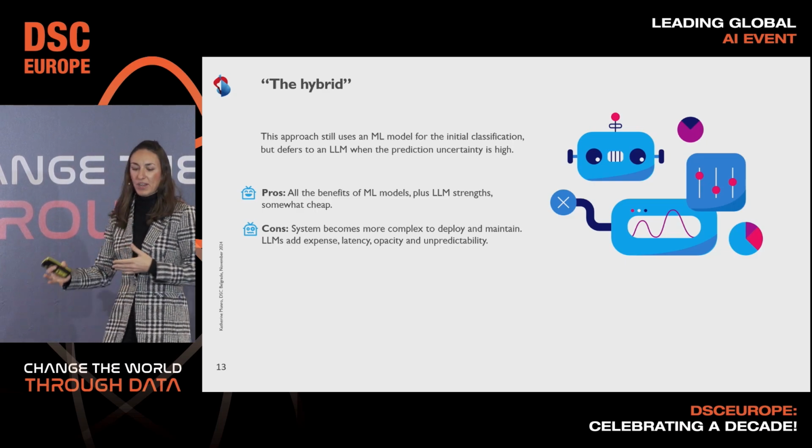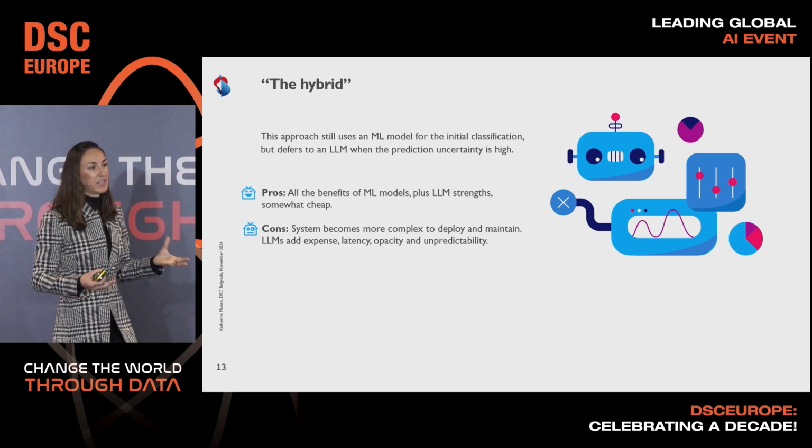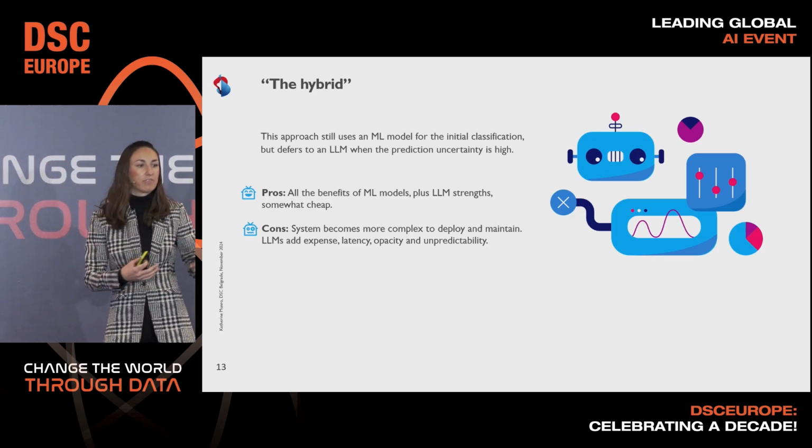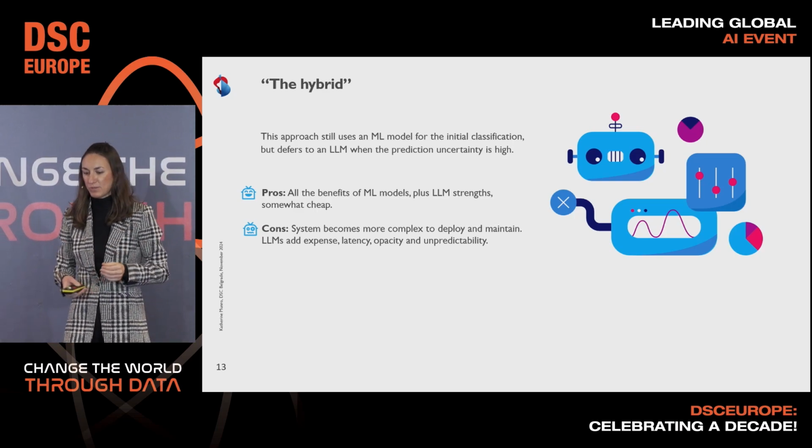On the less positive side, the system becomes more complex to deploy and maintain. You've got a bigger stack. And of course, LLMs have added complexity, latency, opacity, and are less predictable.